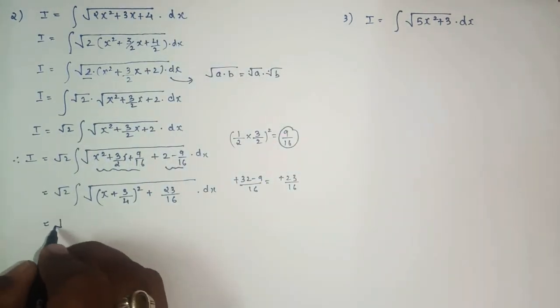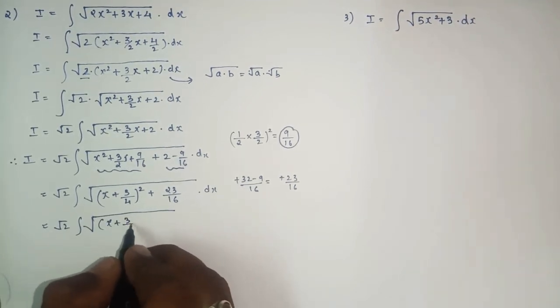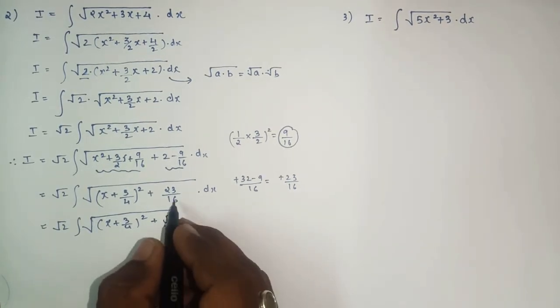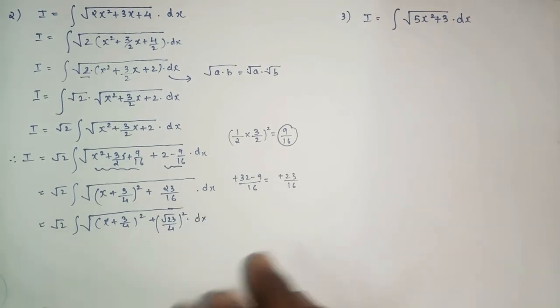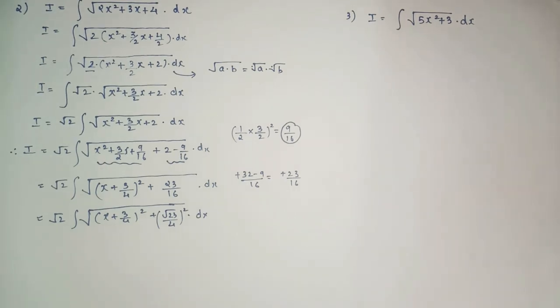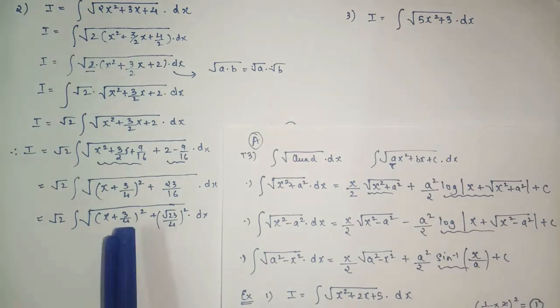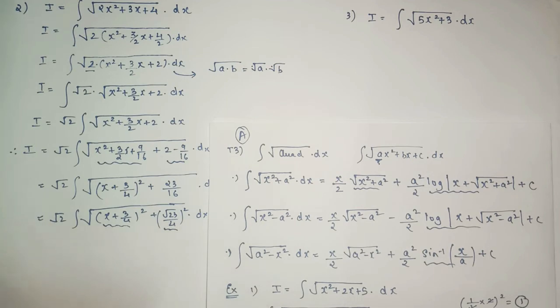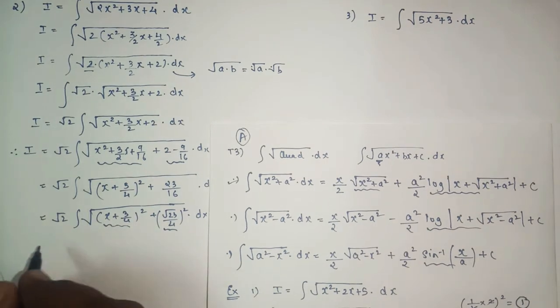Okay, so now this root 2 will be the same as it is, square root. So this will be x plus 3 by 4 the whole square, and 23 by 16 we can write as root 23 upon 4 the whole square into dx. Okay, so now we'll try to compare this step with the formula. As this 3 upon 4 is with x, we'll consider this part as the variable and this part as the number, and here the connection is plus. So clearly we can see that it looks like formula number 1, and it says x by 2. So we'll see what is x by 2.